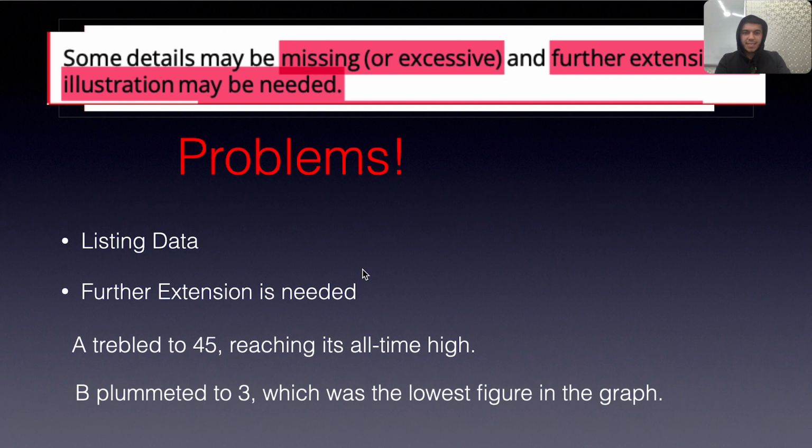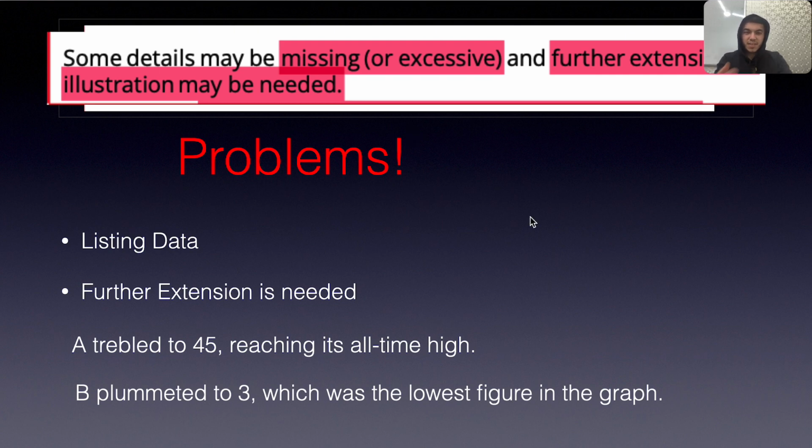Problems with Band 6 task achievement candidates. Some details may be missing or excessive. You might not include some key features. Further extension or illustration may be needed. So again, common problems, listing data, which means excessive detail. We talked about listing data when looking at Band 5 task achievement. So you're just listing data. You're including very tiny little details like A and B, as we've talked about, increased from 15 to 16, 17 to 18, 19 to 20. So you should avoid that.